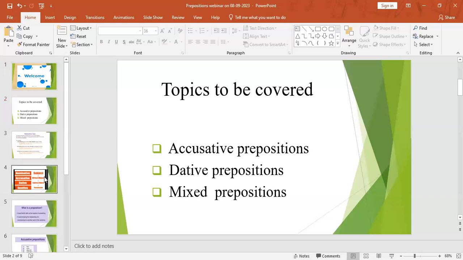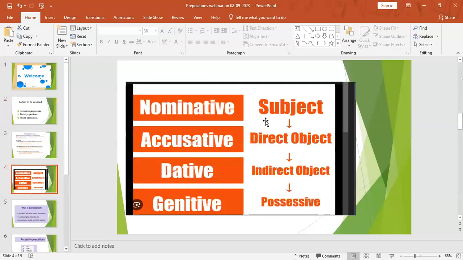Fine. See here. Subject, so nominative. These three cases we are going to see today: nominative, accusative, and dative. Nominative is the subject in the sentence, as I just told. Accusative is a direct object. Dative is an indirect object, to whom we are doing the action.